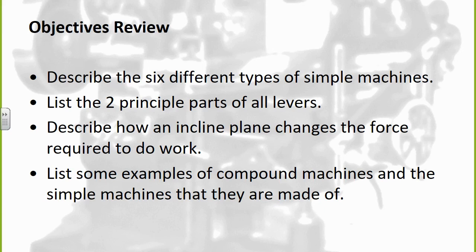And can we list some examples of compound machines and the simple machines that they're made of? Sure we can. All right, we've done the scissors, a pair of scissors, we've done the pliers, we've done the pencil sharpener, we've done the nail clippers. We've done lots of different ones.